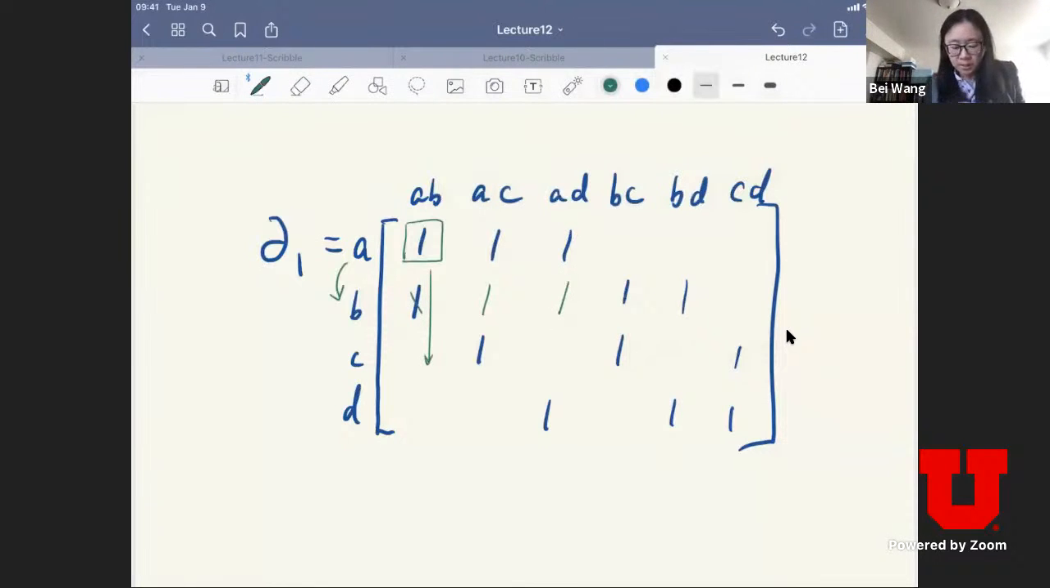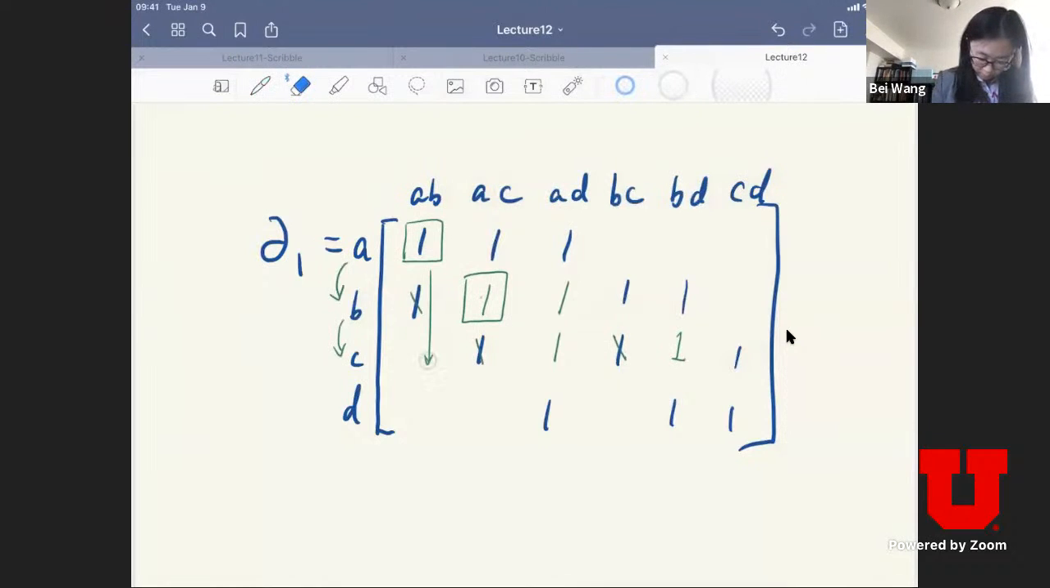I'm good. Now, in order to move on to the second row, I would like to keep this 1 in this current box, but I want to zero out what's below it. So I'm going to add the current second row to the third row. That means 1 plus 1 is 0, and then 1 plus 0 is 1, and 1 plus 1 is 0, and 1 plus 0 is 1. So that's what I get. Now I have everything below it zeroed out.